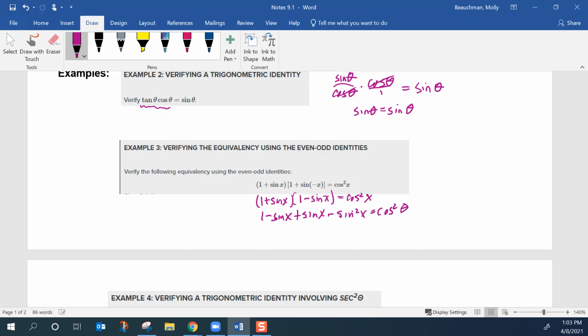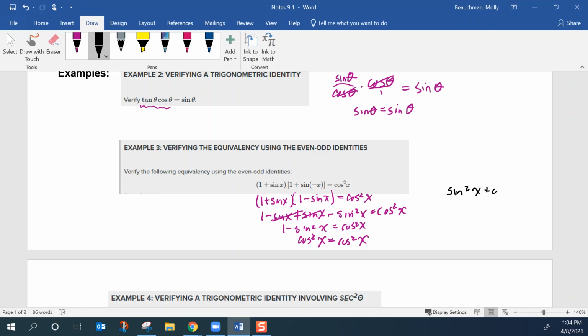On the left-hand side, the middle terms cancel, and I'm left with 1 minus the sine squared x equals the cosine squared x. Oops, I'm mixing my x's and my thetas. Make sure that you keep the same variable. But 1 minus the sine squared of x is the cosine squared.